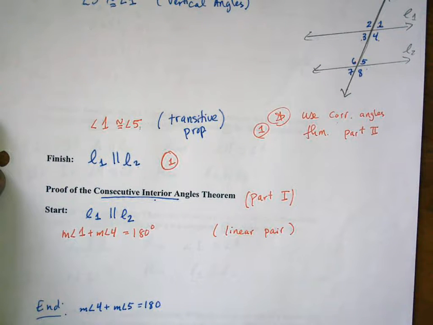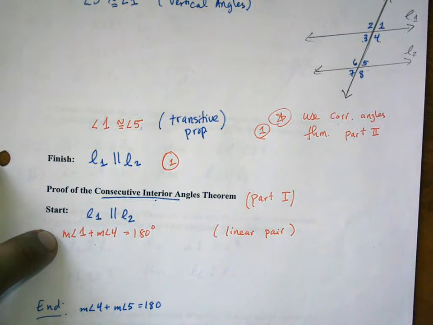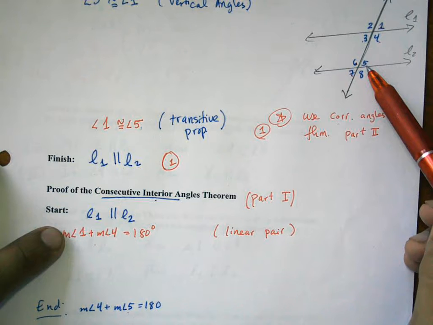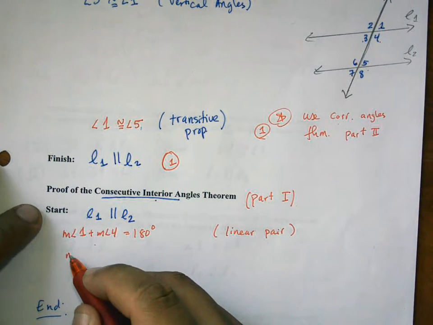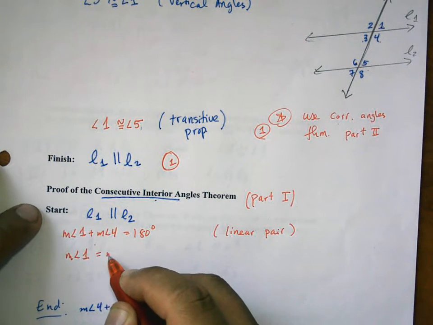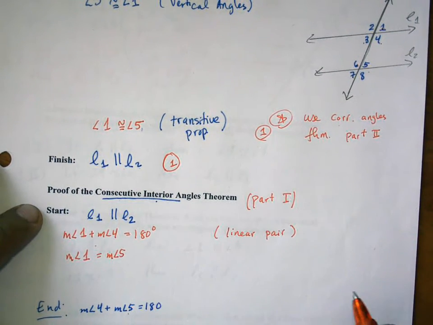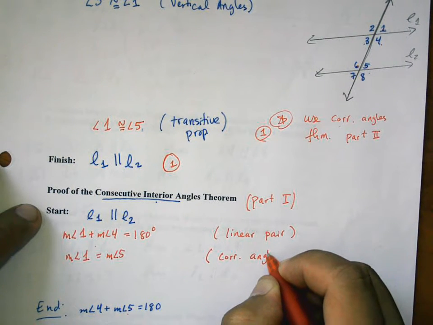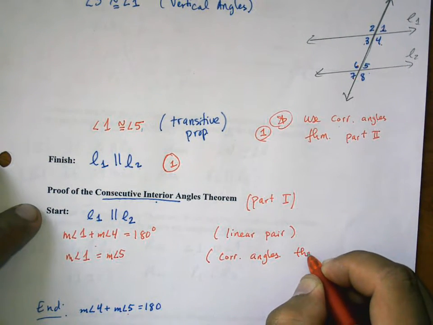Now we can make some jumps here. If you notice here, we have a statement where two angles are equal to 180 degrees. If only we can change 5 and 1 somehow, we can relate 5 to 1, we would be done. Well, look at the picture. 1 and 5 are corresponding, so they have to be equal to each other. So the measure of angle 1 must be equal to the measure of angle 5 because of the corresponding angles theorem.